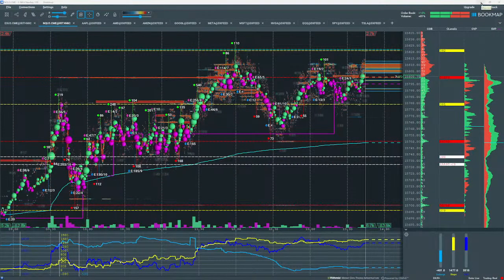And that is what was expected today. That's what Spotgamma called for, and that makes sense in a positive gamma environment, low volatility, positive gamma environment. All right, so this is the Bookmap chart now.